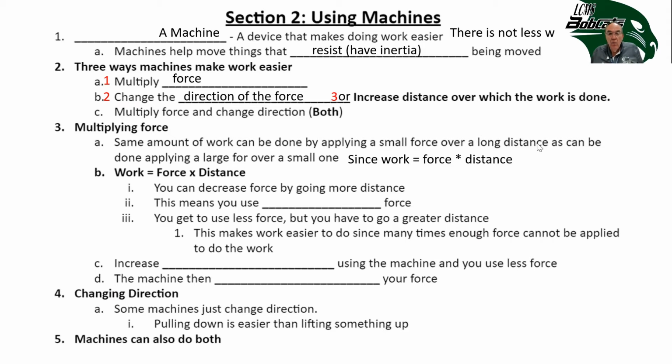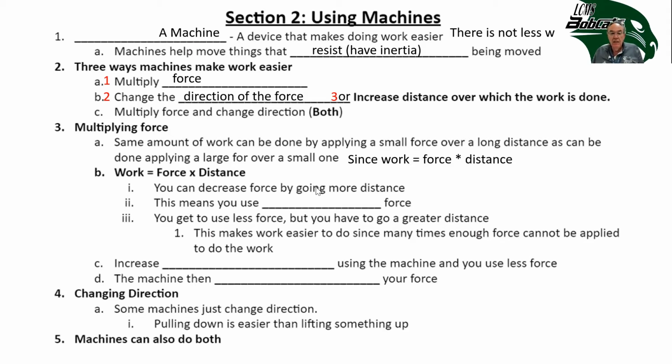And this is what we input. So the machine allows us to put in a small force over a long distance, and then the machine puts out a large force over a small one. So there's a trade-off. Okay, so work equals force times distance.